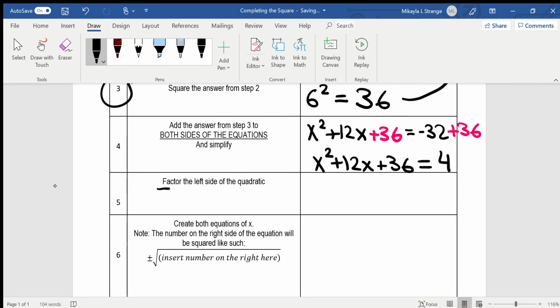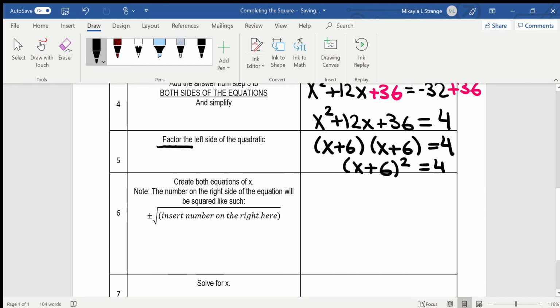Now I need to factor the left side of the quadratic. So, knowing our special cases, I should know that this is x plus 6 times x plus 6, which is equal to 4. I can simplify this further knowing my properties of my exponents, and this is just x plus 6 squared, which is equal to 4.